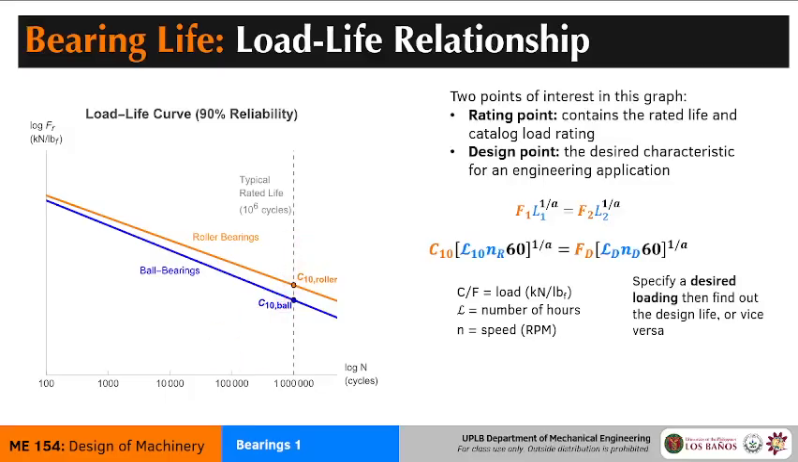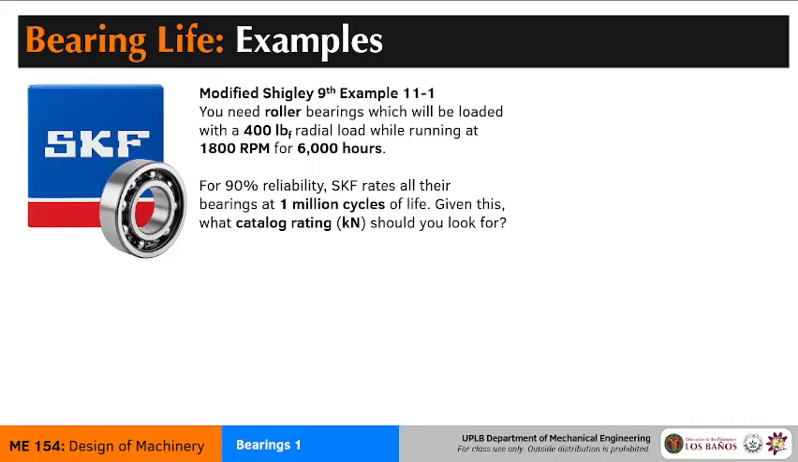Now let's go to some examples. This is an example from Budynas and Nisbett, 9th edition. It's a little modified. As you can see here, you are a procurement officer and you need roller bearings. Your roller bearings, as per your technical team, are supposed to operate with 400-pound force of radial load, and run at 1800 RPM for 6,000 hours. After 6,000 hours, it'll be replaced with the same model, different unit, and so on and so forth.